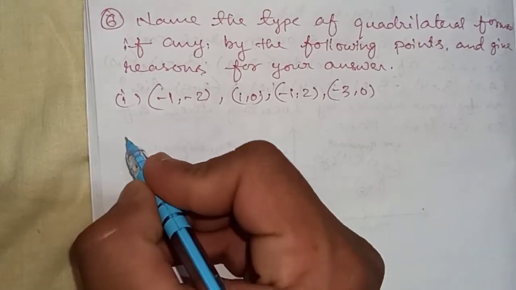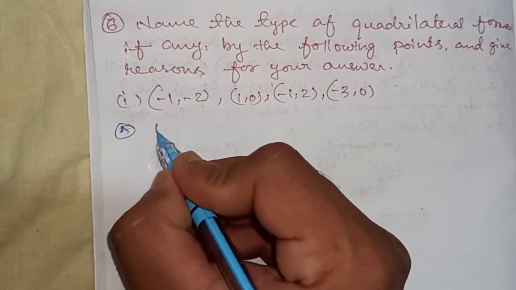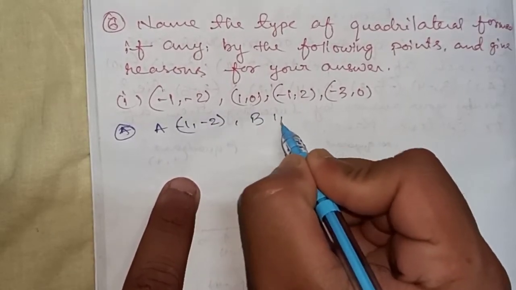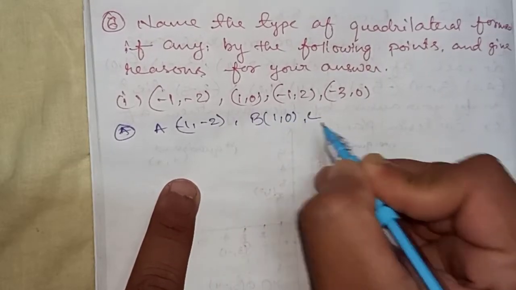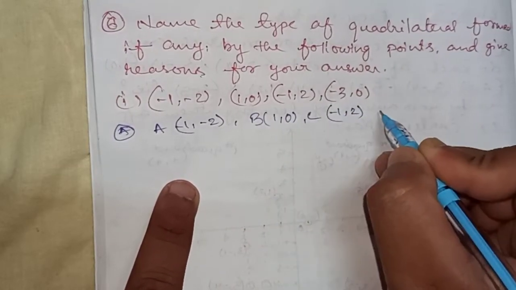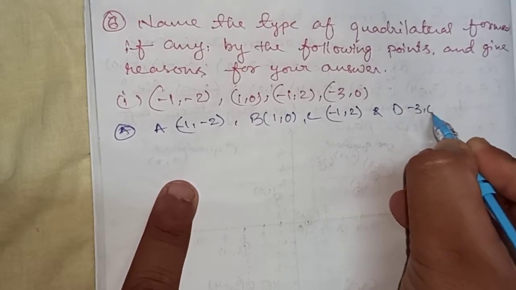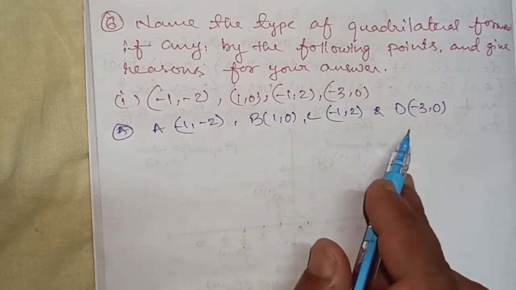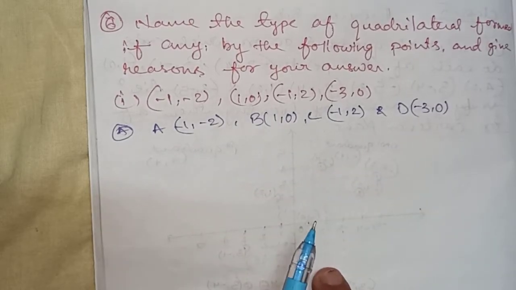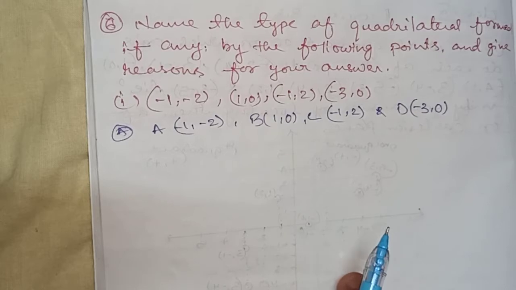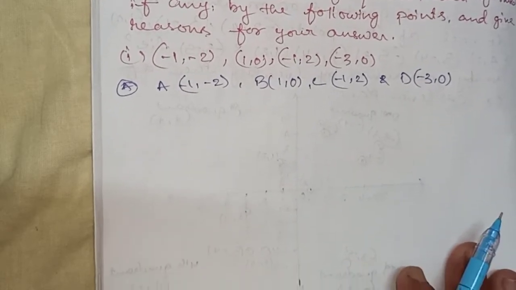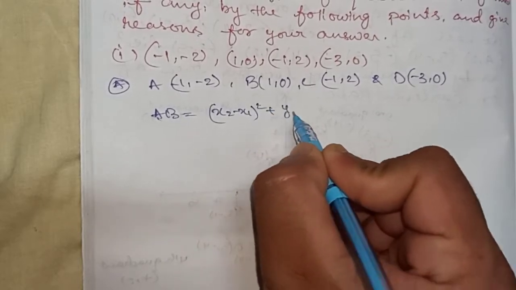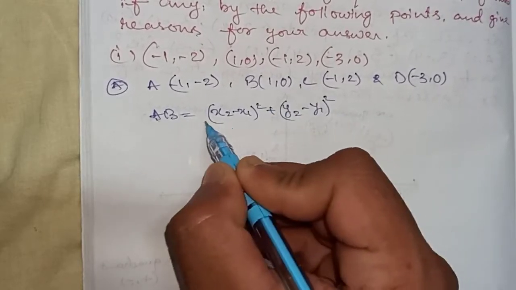Okay, so first of all I will name it as A (-1, -2), B (1, 0), C (-1, 2), and D (-3, 0). Suppose we assume that these are all the vertices of a quadrilateral. So we have to find out the distances between all the 4 vertices to check what kind of quadrilateral we will get. The distance is the square root of (x2 minus x1) whole square plus (y2 minus y1) whole square.